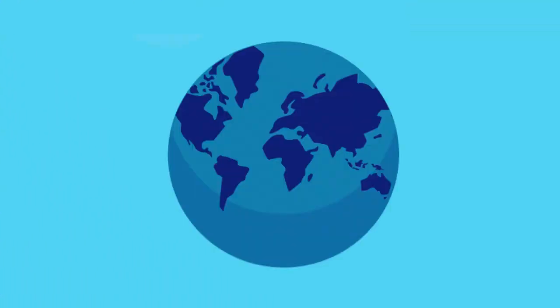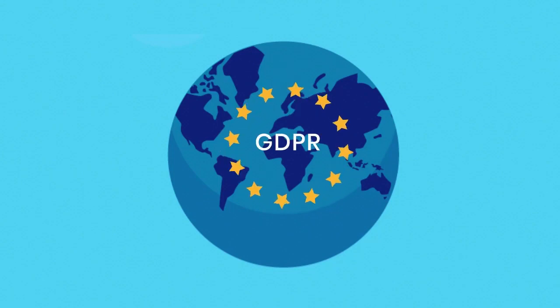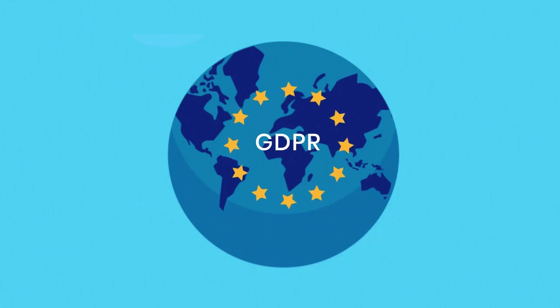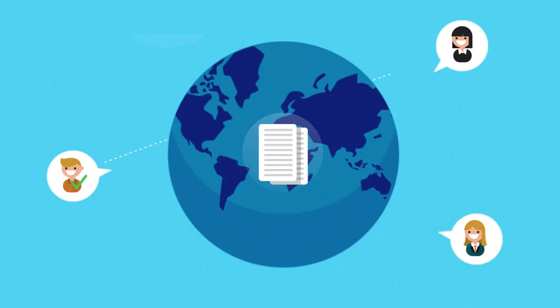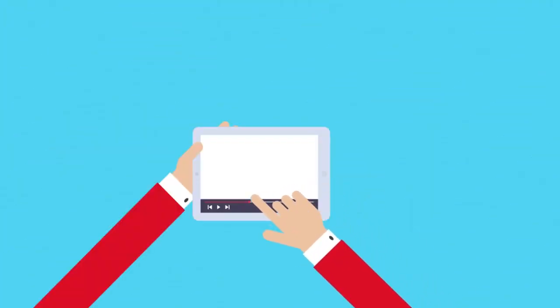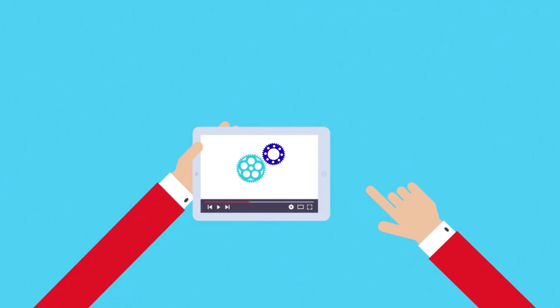If you're based in the European Union or you process European citizens' data, then you need to comply with GDPR. GDPR is a law that recommends that you seek consent for storing and using your contacts' data, and subsequently protect it from any potential data breaches. In this video, we'll show you how to set up your contact preferences page in order to obtain consents.